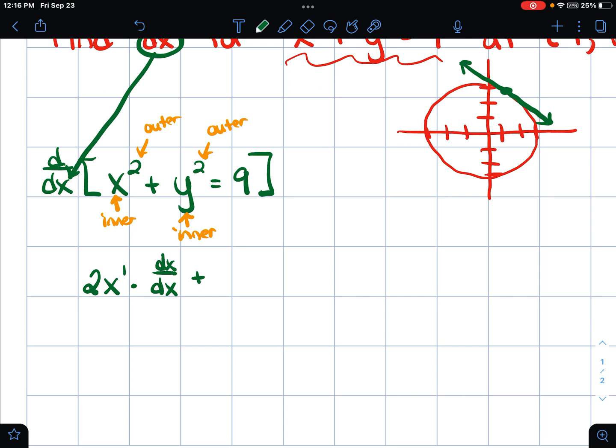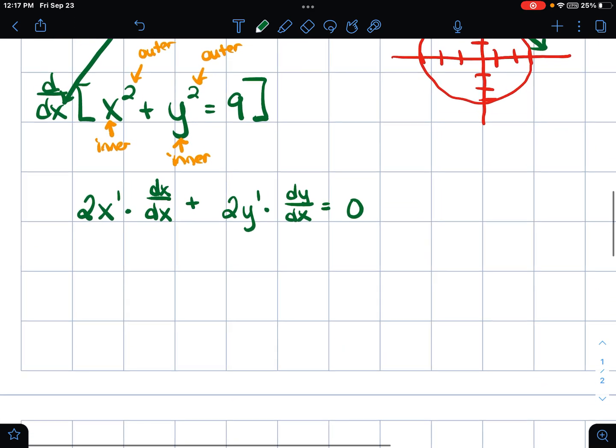Okay, I'm going to do the same thing for y squared. The outer function is that squared, so I'm going to bring that 2 out in front without changing the inner function, and subtract 1 from the exponent. And then I'm going to multiply by the derivative of the inner function. The derivative of y with respect to x is dy dx. And the derivative of 9 with respect to any variable is 0.